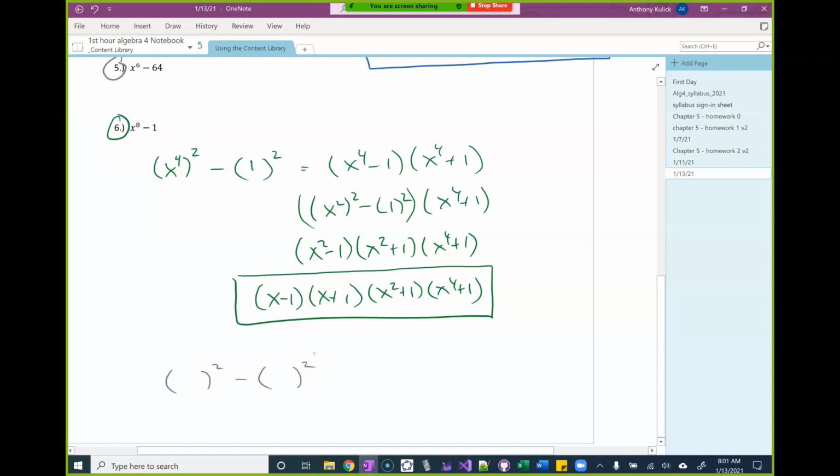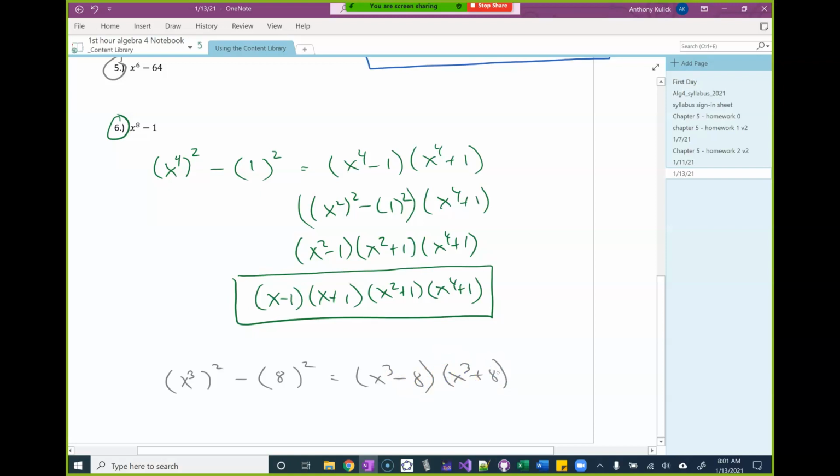Well, x to the 6th is 6 x's. So x cubed is 3 x's times 3 more x's, which gives us 6 x's. So x to the 3rd squared will be the same as x to the 6th. And 64 is just 8 squared. That's like a times table problem, so we should remember that. So I can rewrite this as x cubed minus 8 times x cubed plus 8.